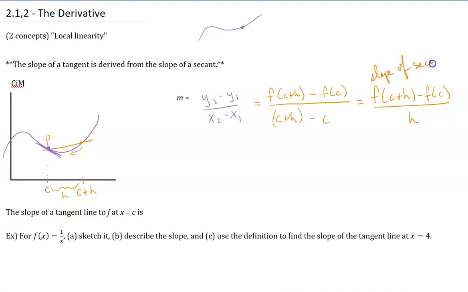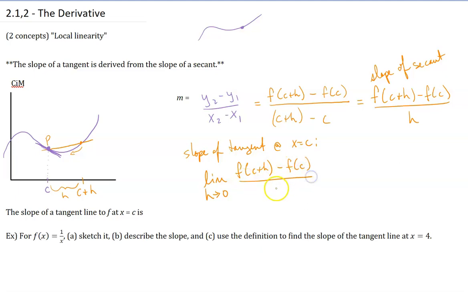To turn this into the slope of a tangent line, we need h, the distance between the 2 points, to approach 0. So we stick a limit on it. So for the slope of the tangent line at x equals c, we have the limit as h approaches 0 of f of c plus h minus f of c all over h.